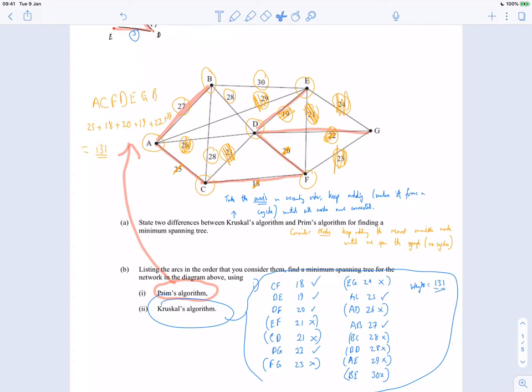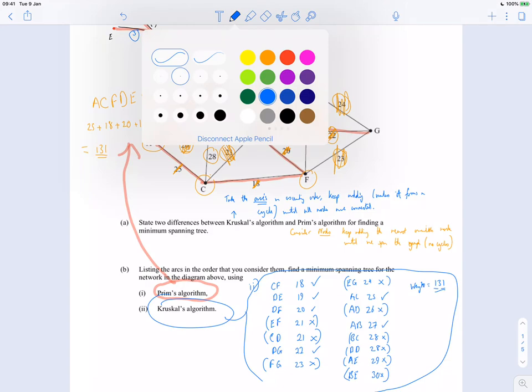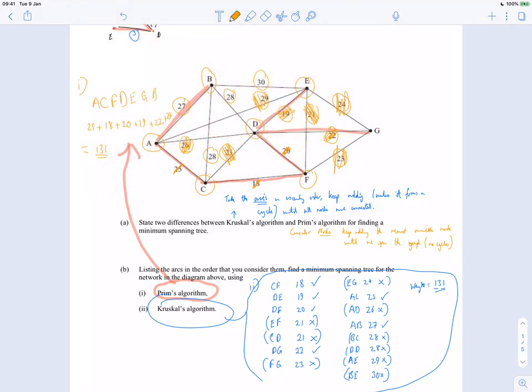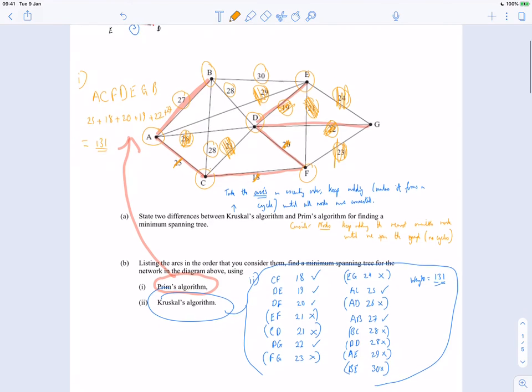So Prim's is where you start with nodes and you add the next nearest node. And Kruskal's is where you list all the arcs in ascending order. Sorry, I answered the questions in the wrong order. So really, this should be my answer to II, and this one up here should be my answer to I. If you just want to read, the notes will explain themselves. But yeah, sorry about that.